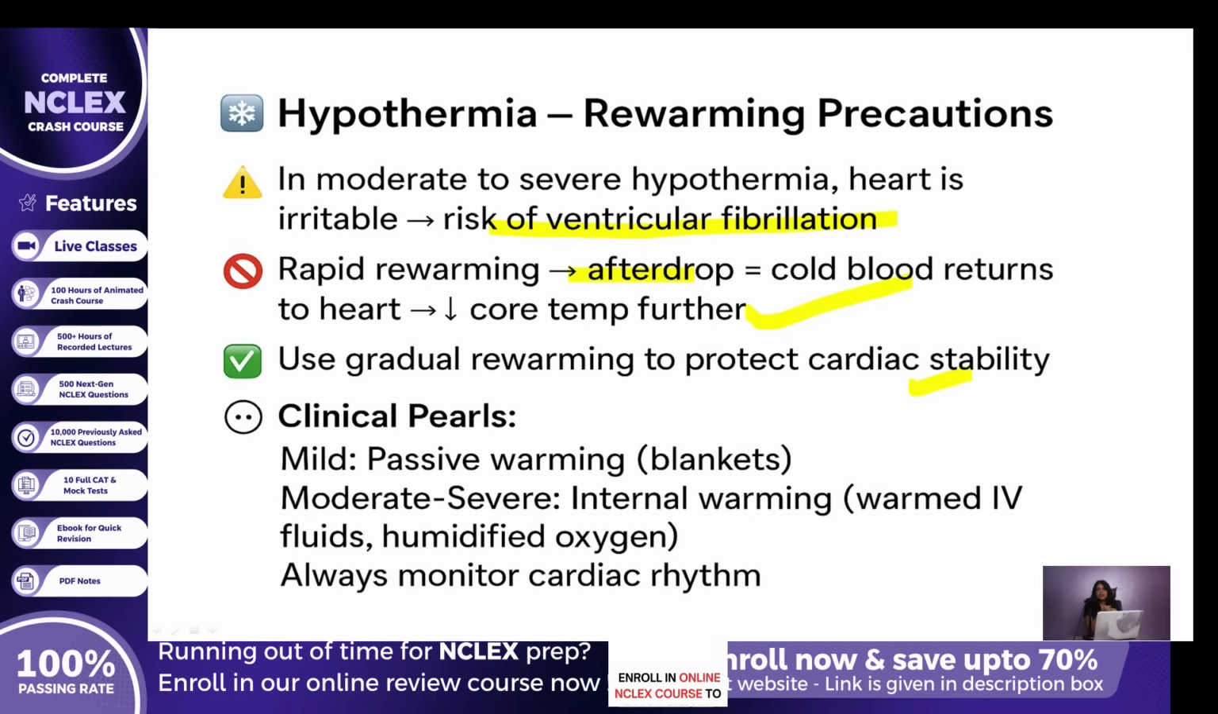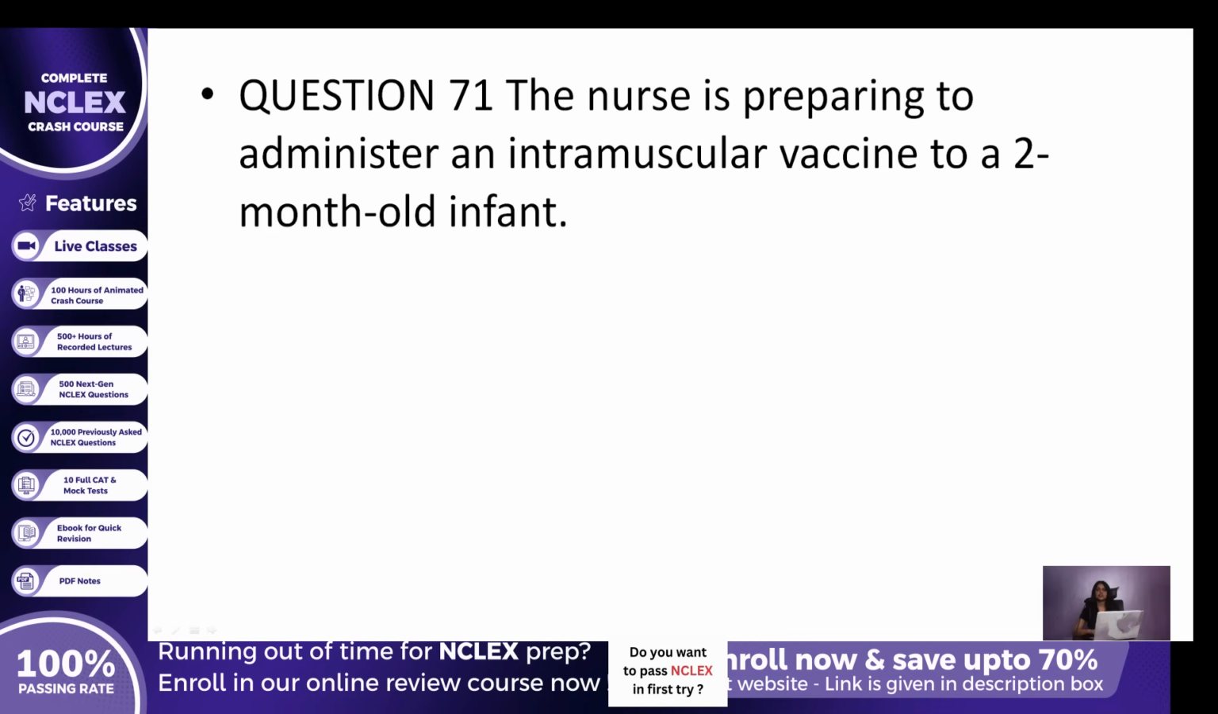Clinical pearls. Use internal methods like warmed IV fluids and humidified oxygen for moderate hypothermia. Monitor for afterdrop and cardiac rhythm changes. Passive warming is used in mild cases, while severe cases need active internal methods. Now, let us focus on safe injection site selection for infants, a critical skill for pediatric care.